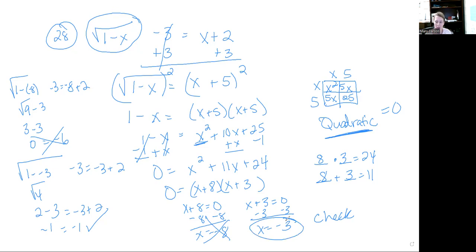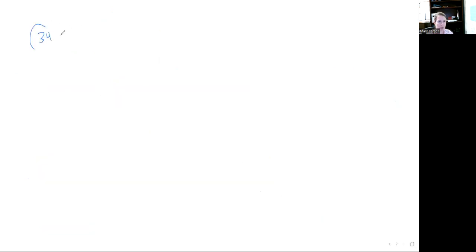Okay. All right. And then the other question that you have is question 34. And this one's more of a difficult question. Okay. And we did one of these in class. I'm not sure if this was the exact one. Square root of 3x plus 7 plus the square root of x plus 2 equal to 1.